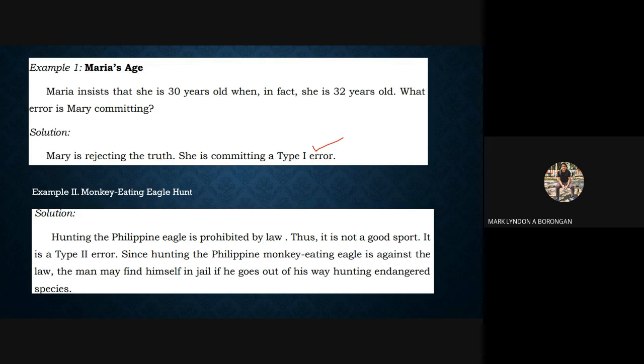Example 2. Monkey-eating eagle hunt. Hunting the Philippine eagle is prohibited by law. Thus, this is not a good sport. So this is a type 2 error. Since hunting the Philippine monkey-eating eagle is against the law, the man may find himself in jail if he goes out of his way hunting endangered species.